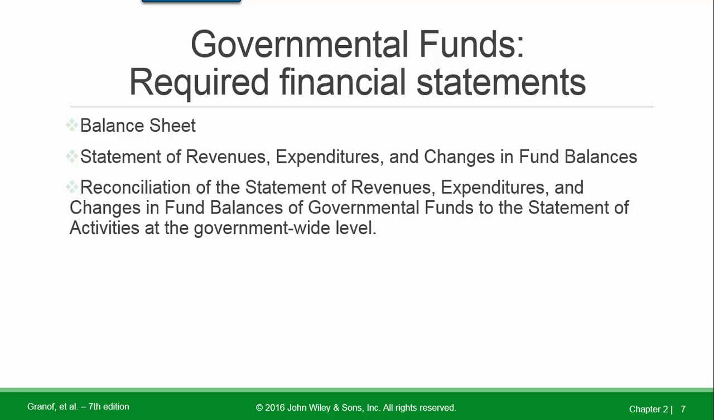Required financial statements for governmental funds: the balance sheet, and the statement of revenues, expenditures, and changes in fund balance. Also, a reconciliation of the statement of revenues, expenditures, and changes in fund balance of governmental funds to the statement of activities at the government-wide level. This connects the governmental to the government-wide. This is an application of GASB 34, the dual reporting.